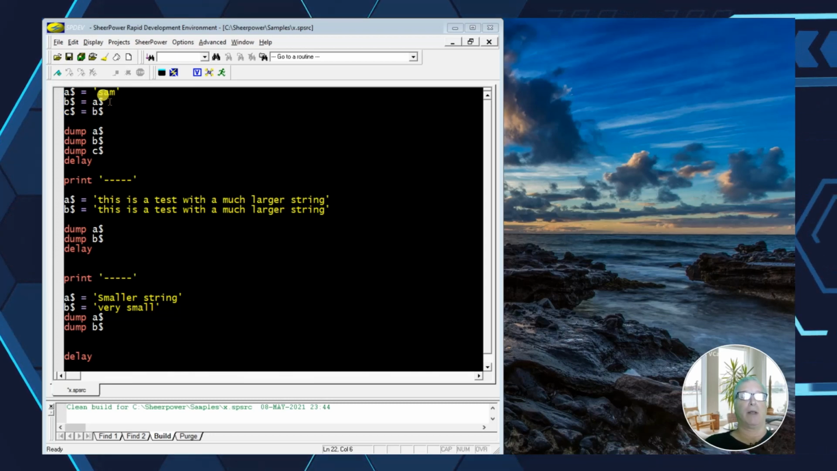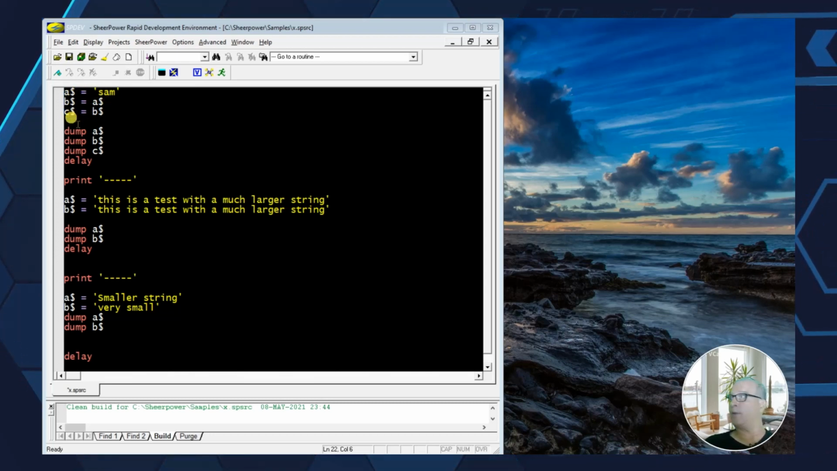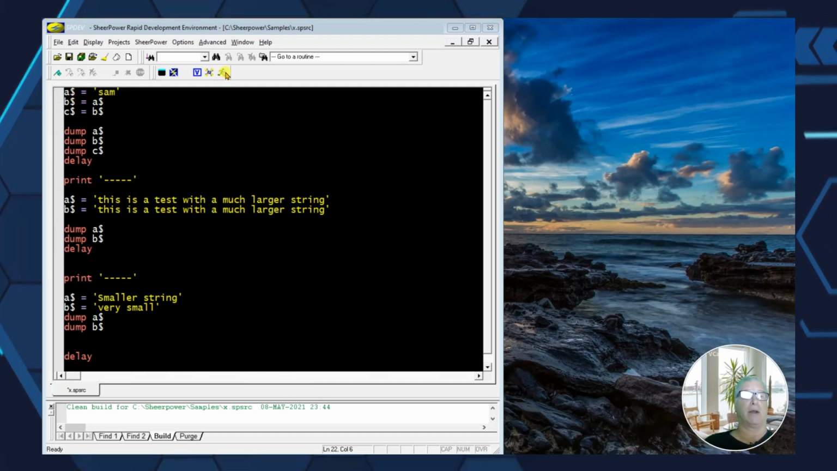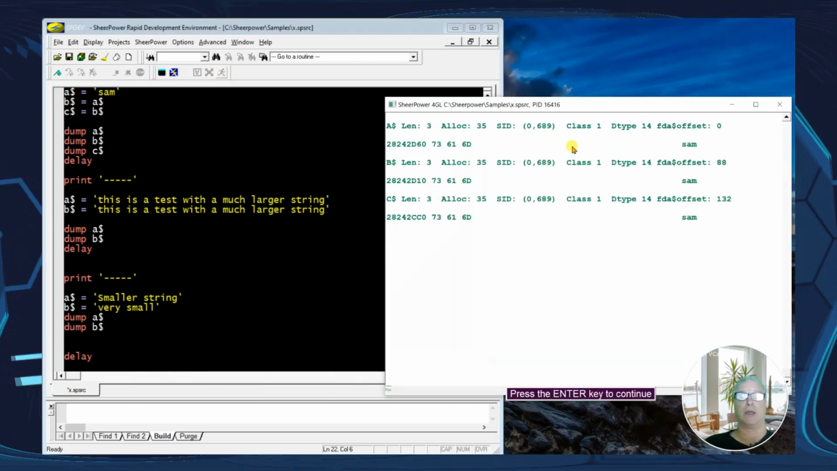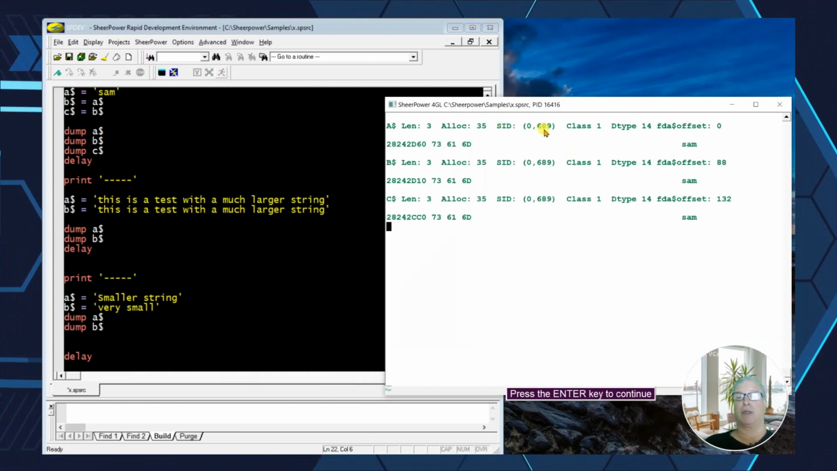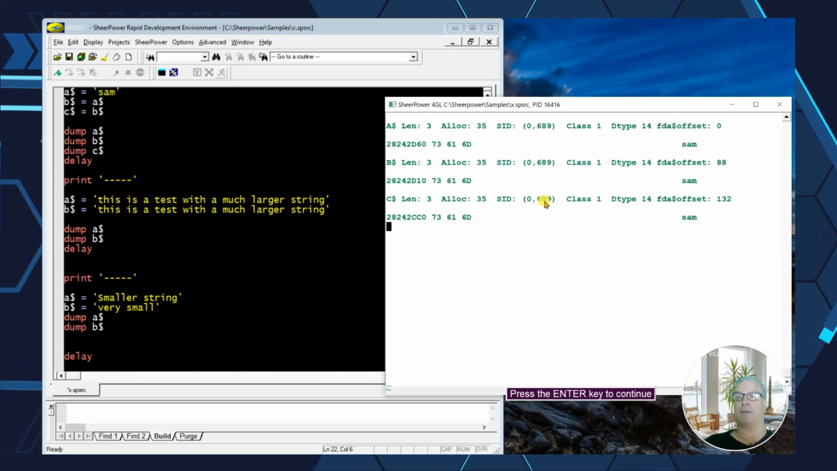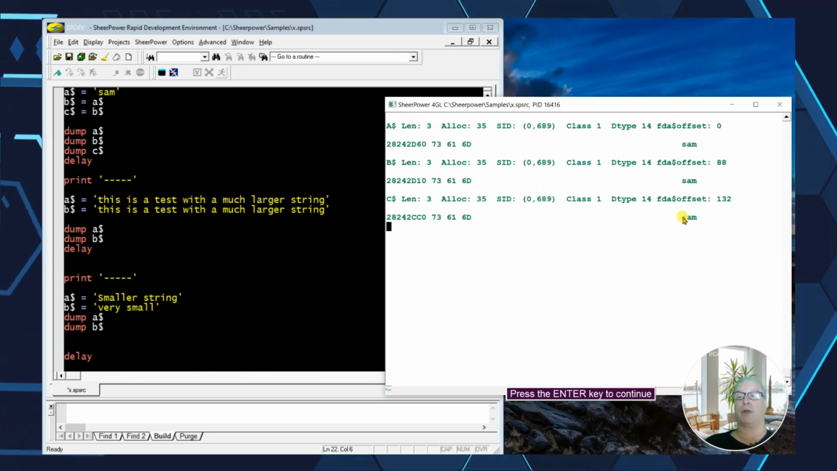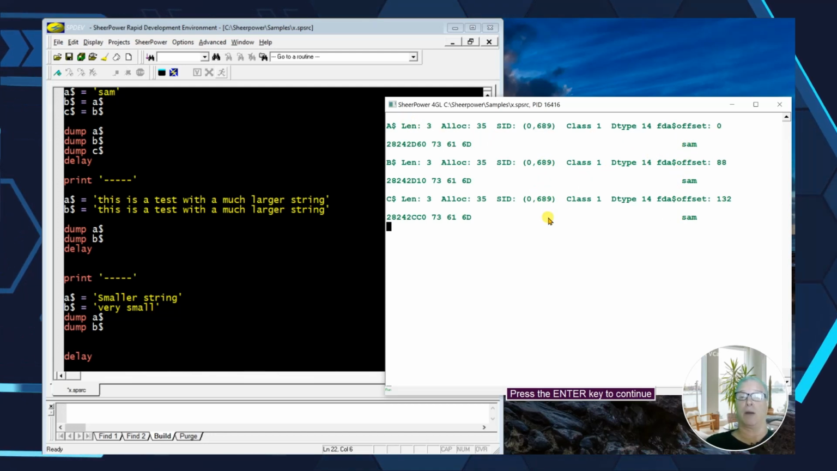So here we have $A equals SAM, $B equals $A, $C equals $B. In Sheerpower, this is three different instances of the word SAM, but we know that $A, $B, and $C are actually identical strings because of what's called a string ID. You can see 689, 689, and 689. They're the same string, but each variable contains its own copy. We don't use pointers because we don't garbage collect.